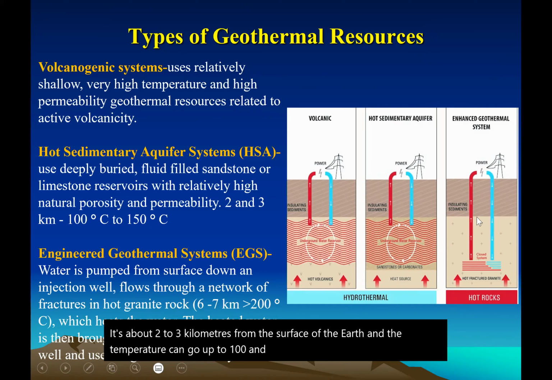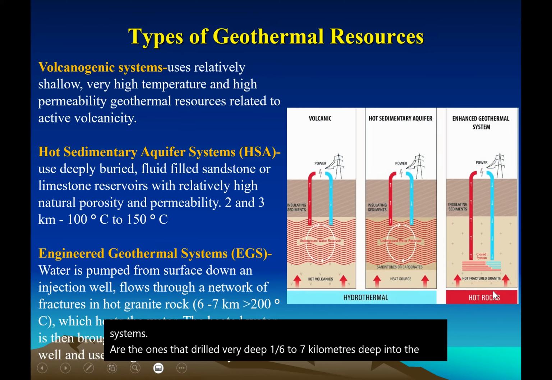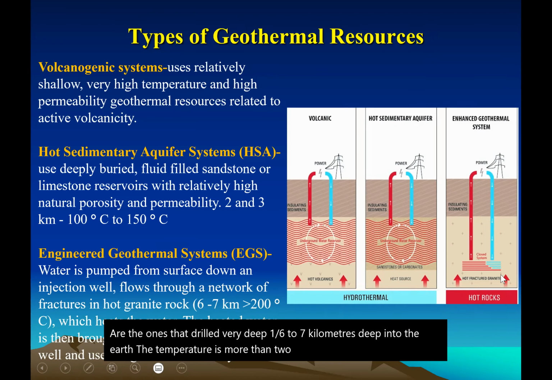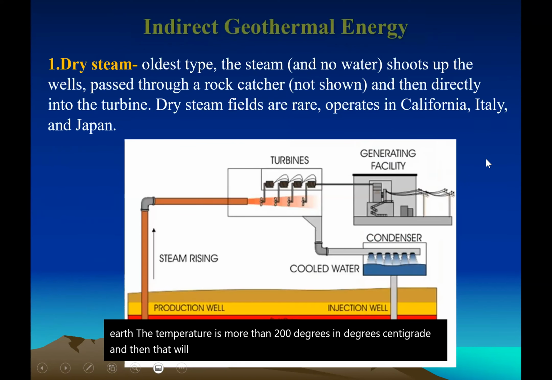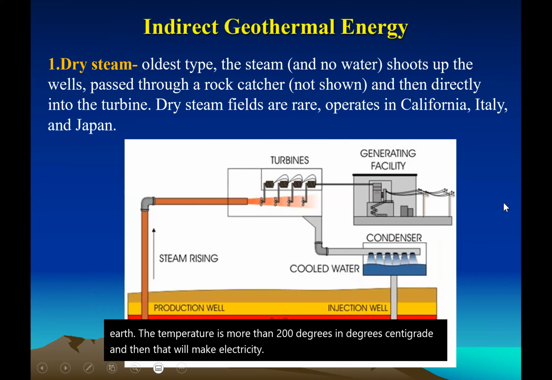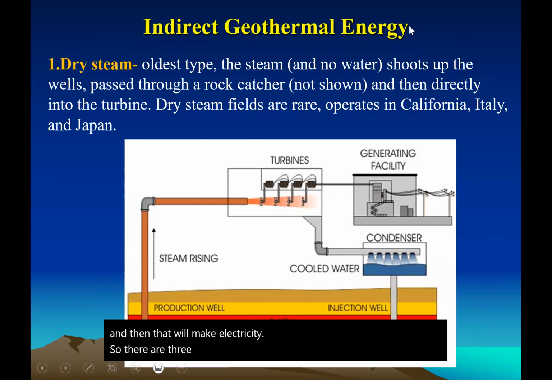Whereas the engineered geothermal systems are the ones that drill very deep, 6 to 7 kilometers deep into the earth. The temperature is more than 200 degrees centigrade. And then that will make electricity. So there are 3 main indirect geothermal energy technologies. One is dry steam.